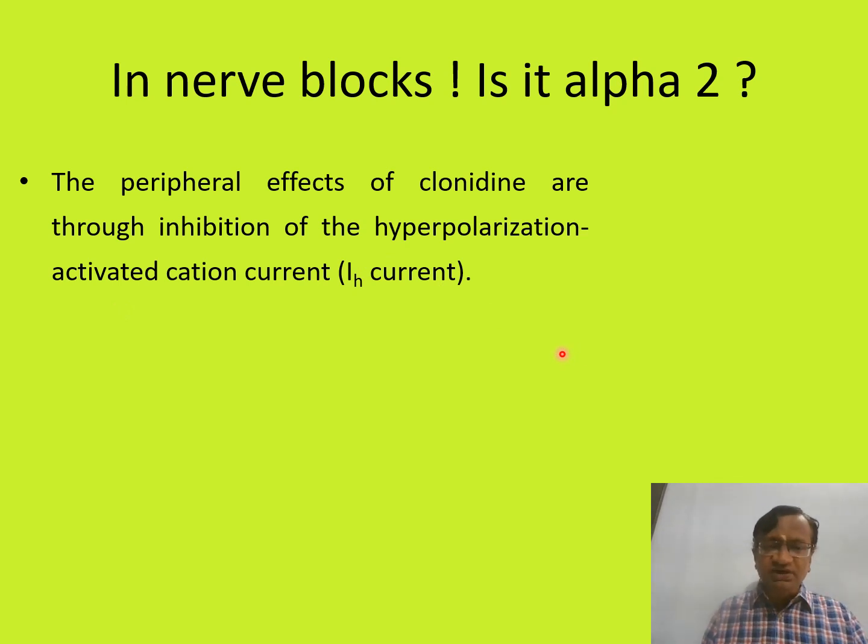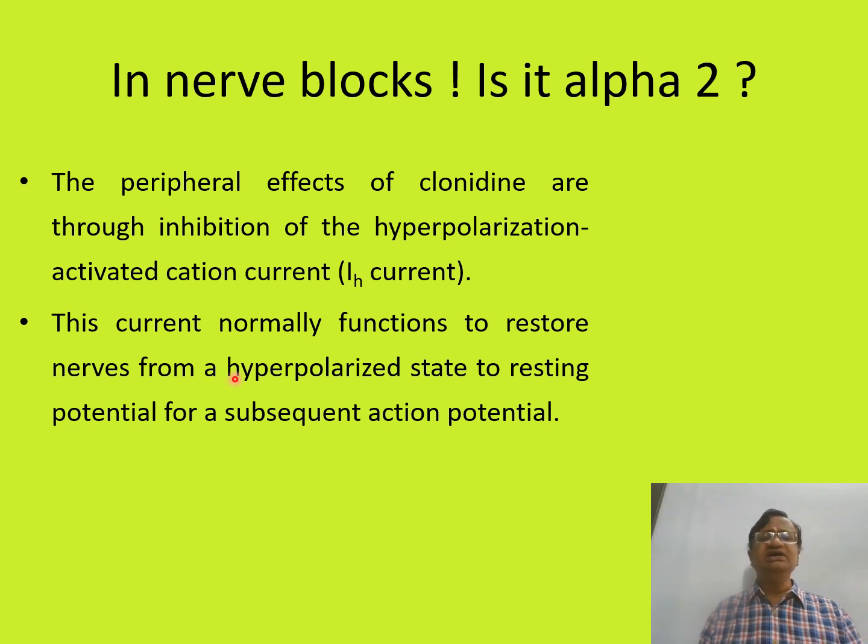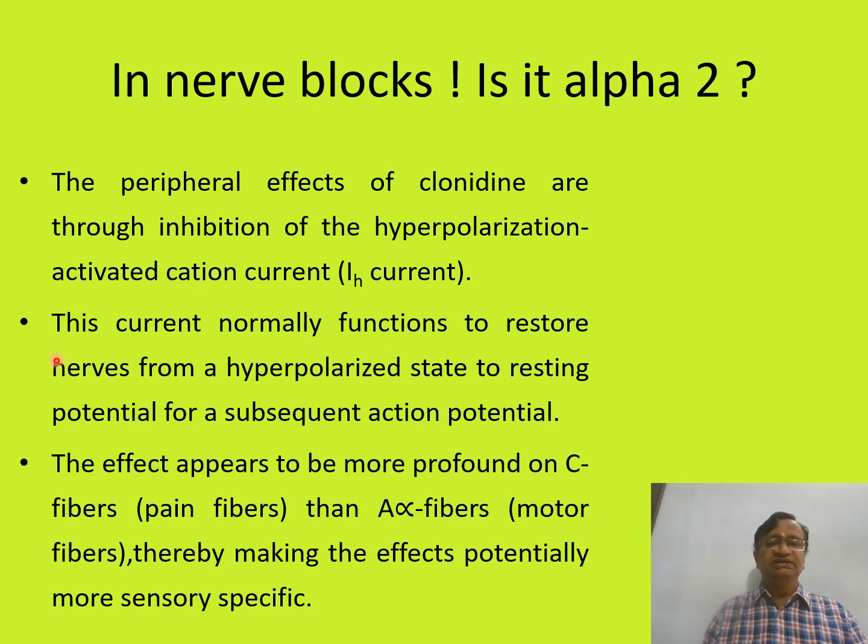In nerve blocks, what happens? Hyperpolarization. Normally the nerves return to a resting potential, but this is blocked, so a hyperpolarized state is there. The effect appears to be more profound on C fibers than A delta. They are more sensory specific.